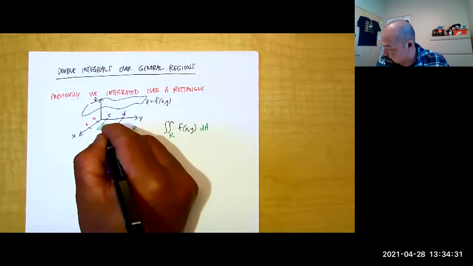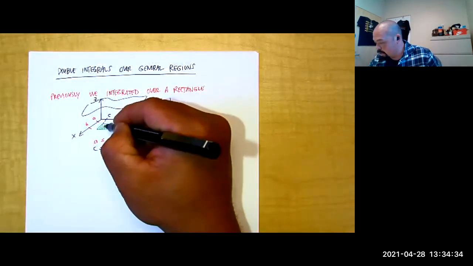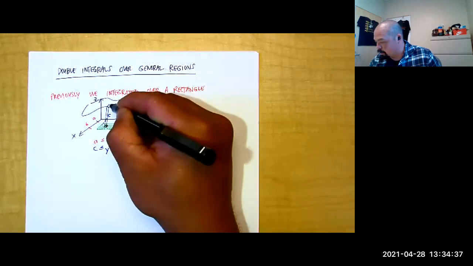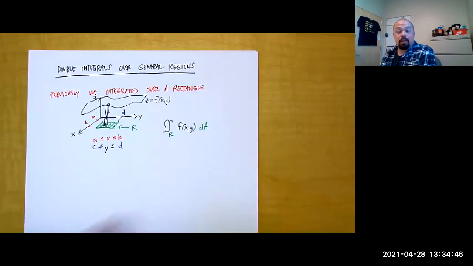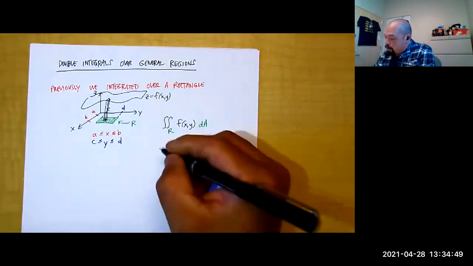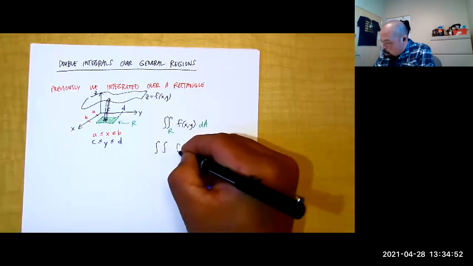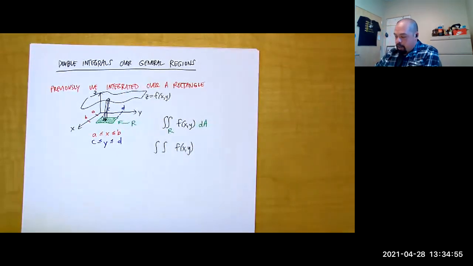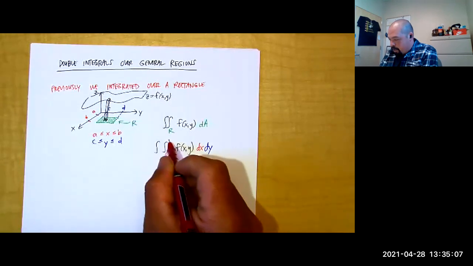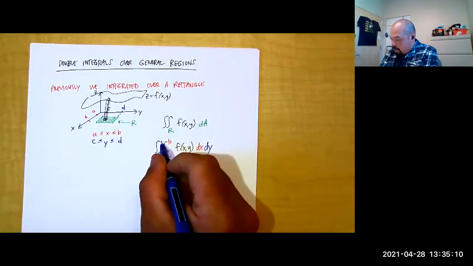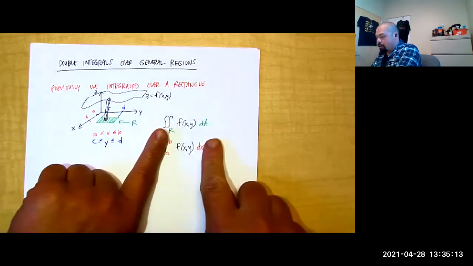We're taking some little portion dA and measuring that volume trapped inside that column underneath that surface, and we're summing up all those little columns. Depending on the order we want to use to integrate, we can do dx dy or dy dx. We usually organize it with the inner integral first: x goes from a to b, y goes from c to d, and we can do those integrals.